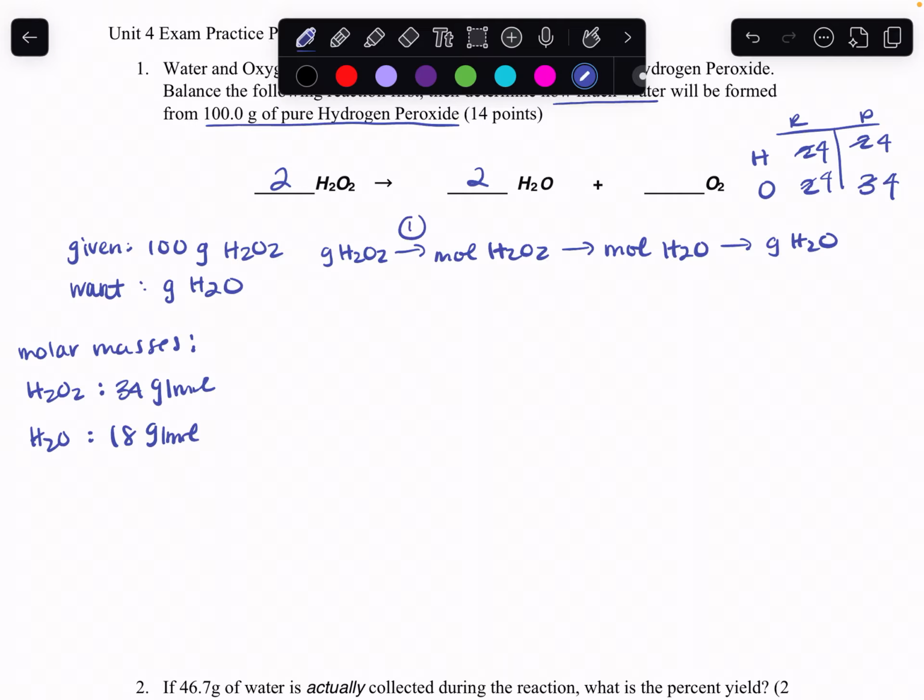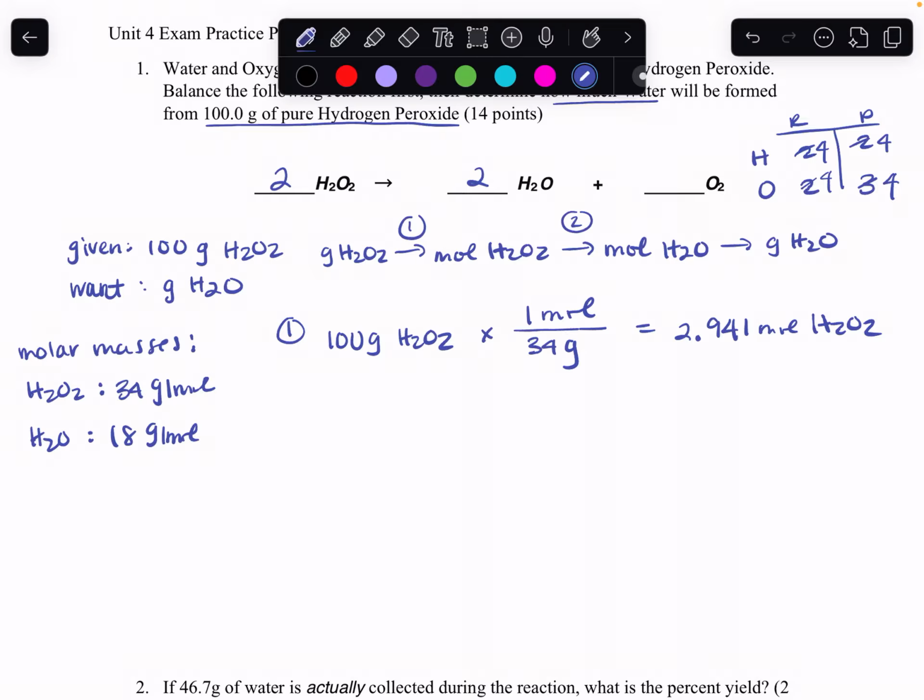All right, step 1. Let's get going here. 100 grams of hydrogen peroxide. I'm going to use my molar mass to convert to moles. So 34 grams on the bottom, 1 mole on the top. Multiply this out, I'm going to use a lot of decimals here, and I'm getting 2.941 moles H2O2. Fantastic.